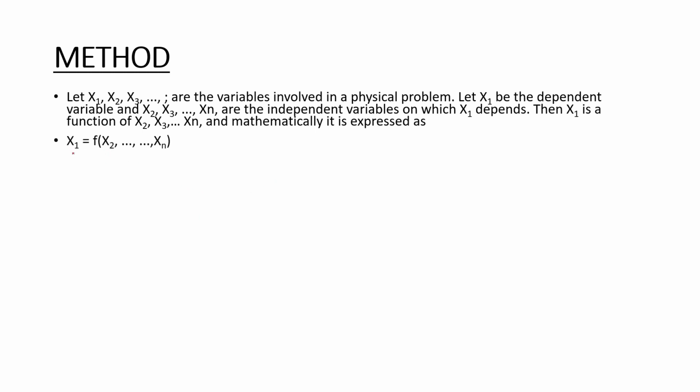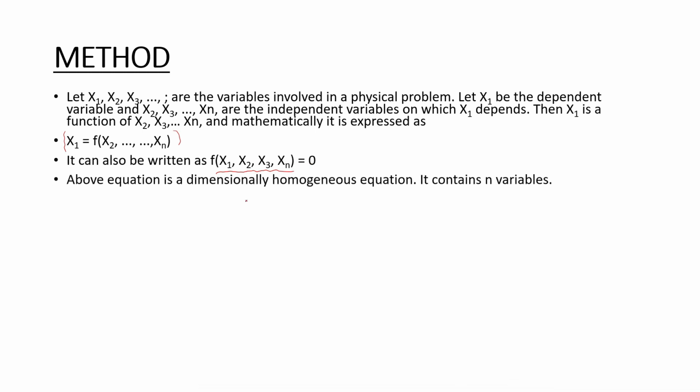x1 as a function. This we have already seen in the case of Rayleigh's method. In a physical phenomenon, these variables x1, x2 up to xn are involved, and let x1 be the dependent variable and x2, x3 be the independent variables. So it can also be written as a function of x1, x2, x3 up to xn equal to 0. See, the above equation is a dimensionally homogeneous equation. That means the dimensions of the left hand side should be equal to the dimensions of the right hand side, which is 0 for all the fundamental dimensions. It contains n variables.